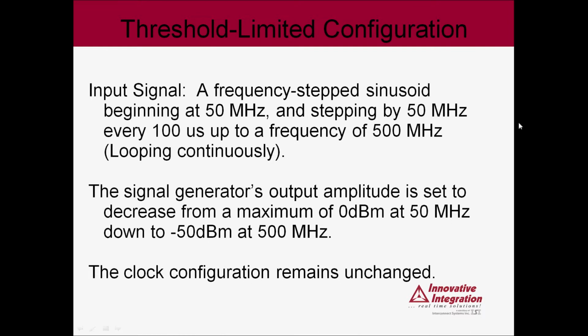For the threshold limited reporting demonstration, we will use an input signal consisting of a frequency stepped sinusoid, which starts at 50 megahertz and steps by 50 megahertz every 100 microseconds, up to a frequency of 500 megahertz, looping continuously. The signal generator's output amplitude is set to decrease from a maximum of 0 dBm at 50 megahertz down to negative 50 dBm at 500 megahertz. The clock configuration will remain the same.